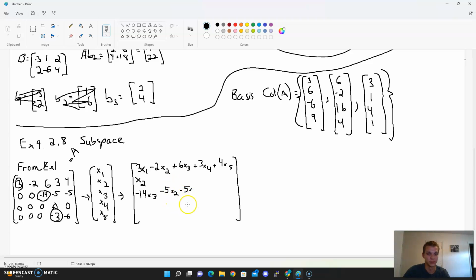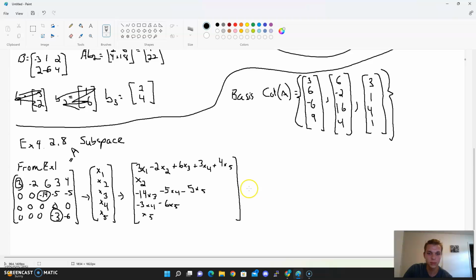I did that backwards, I apologize. Instead of x2, this will be x4, since it's in the 4th column, and then minus 5x5, since it's in the 5th column. Then for x4, we know it's not free, since we have this minus 3 as a pivot in that column, so we do minus 3x4 minus 6x5. And x5 we know is free because there's no pivot in this column, so x5 will equal x5.